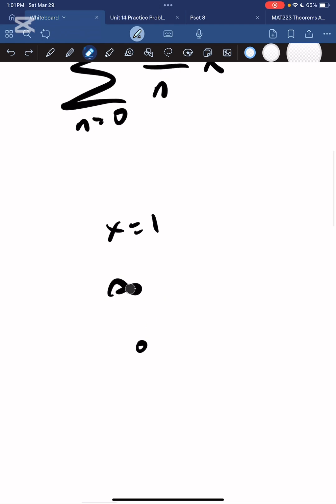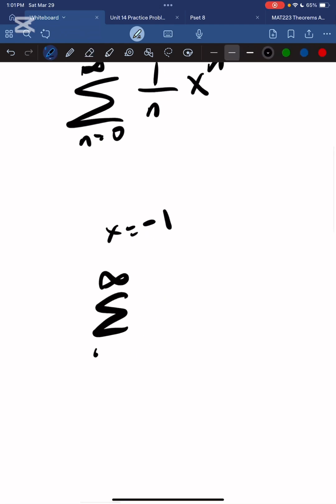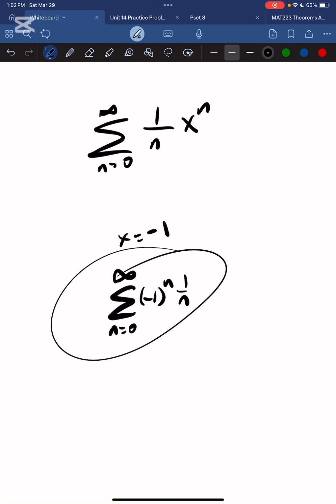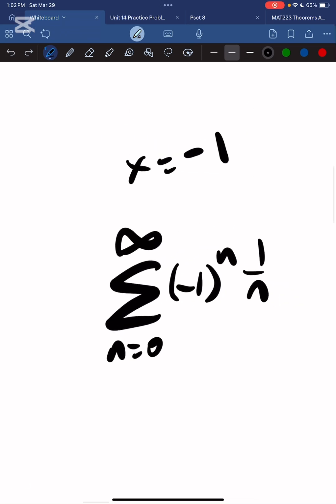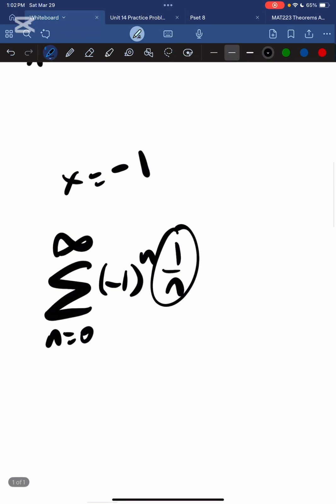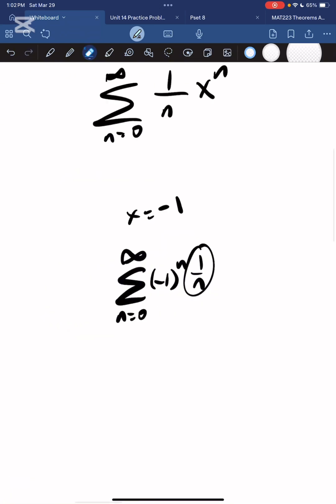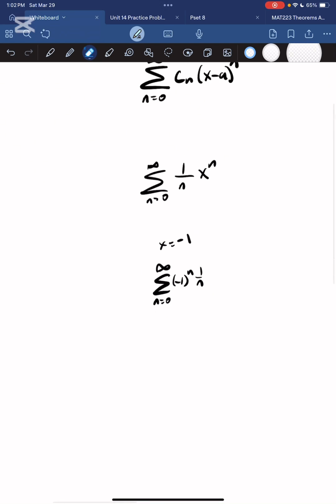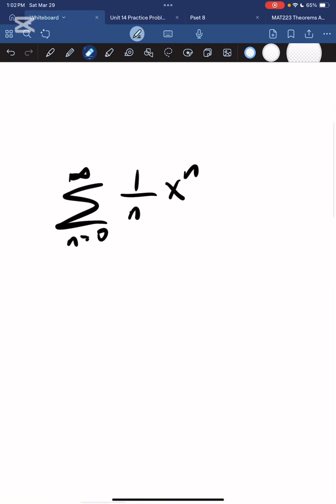Now, on the contrary, if we had x equal to negative 1, then we end up with this series, the alternating harmonic series, which we know is convergent by the alternating series test. This goes to 0 as n goes to infinity, it's also decreasing, and it's always positive. By the alternating series test, it is convergent. So we can see that there are different values for which this is convergent.